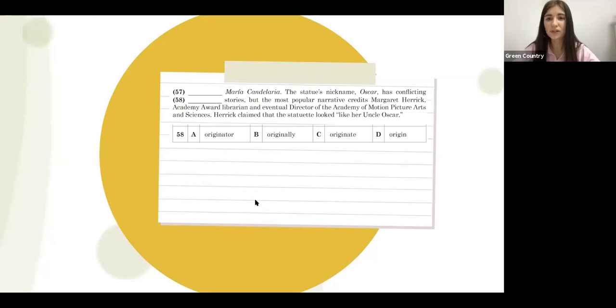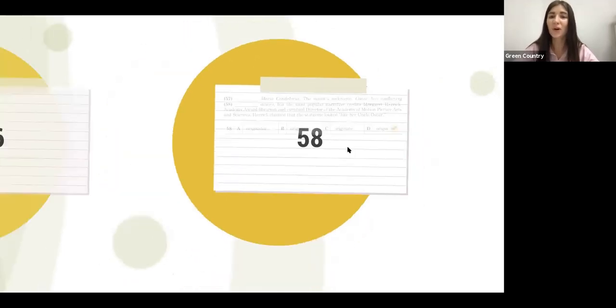The statue's nickname Oscar has conflicting. Think of the part of the speech. Person, adverb, in be, originate, and origin. Yeah, you're right, it's origin. Just because all other options are not right here, we are talking about stories. The first stories has conflicting origin stories. And like we cannot use originator, the person, like the creator, right, of these stories. Originally doesn't make sense, not correct grammatically. And originate, it's a verb, so we cannot use it obviously here as well. Okay, great job.